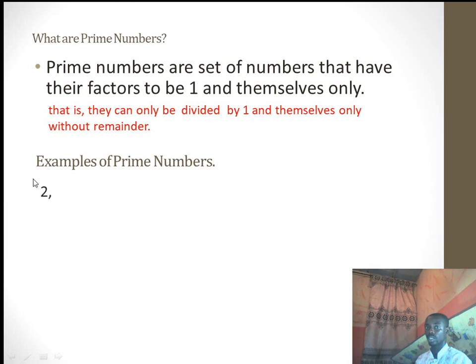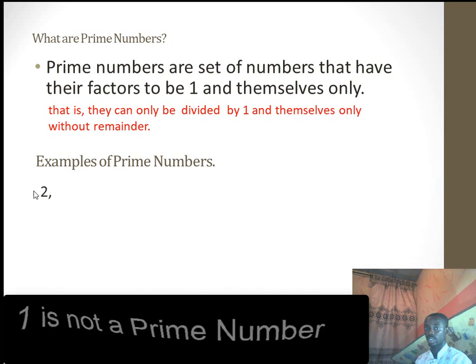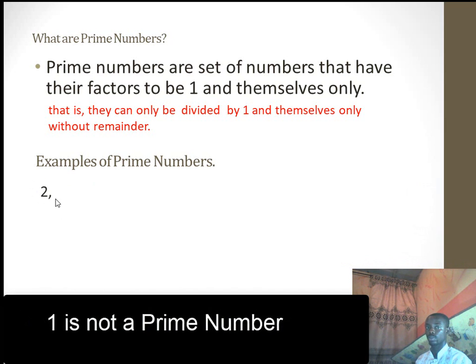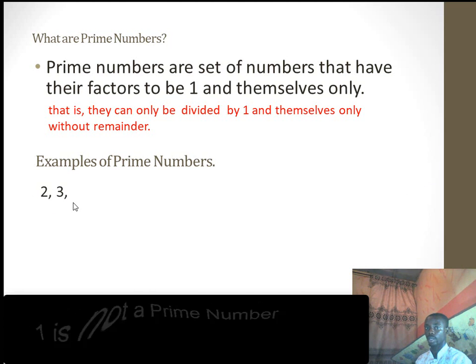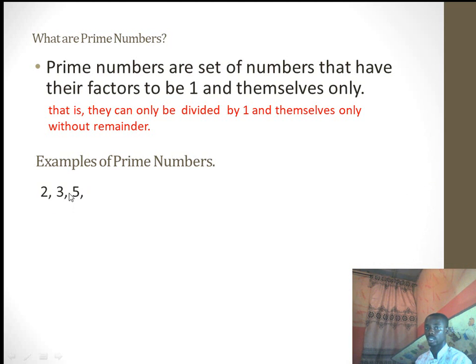Okay, the first number in that category is not 1. The first number in that category is 2. After 2 is 3. After 3 is 5. After 5 is 7. After 7, 11. After 11, 13. After 13 is 17, 19, 23, 29, 31, and 37.